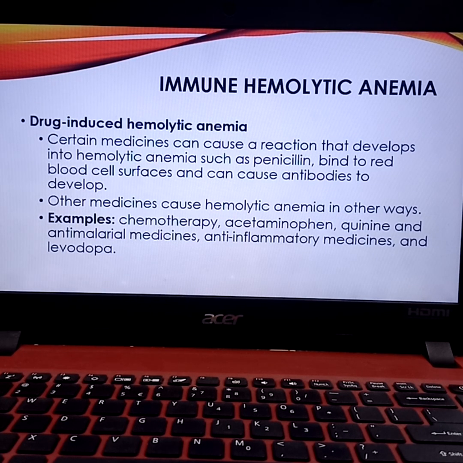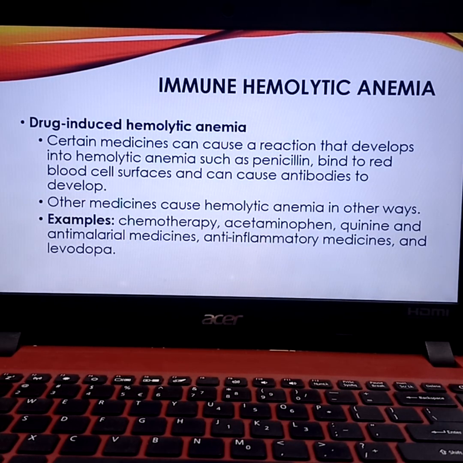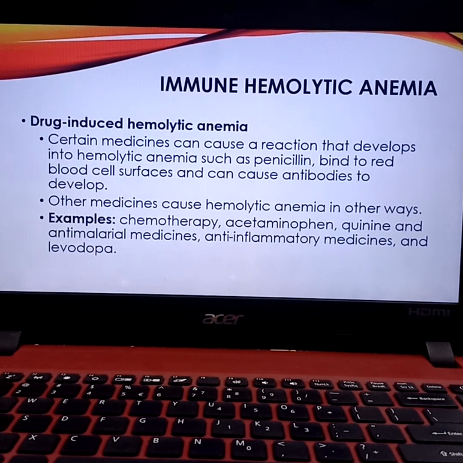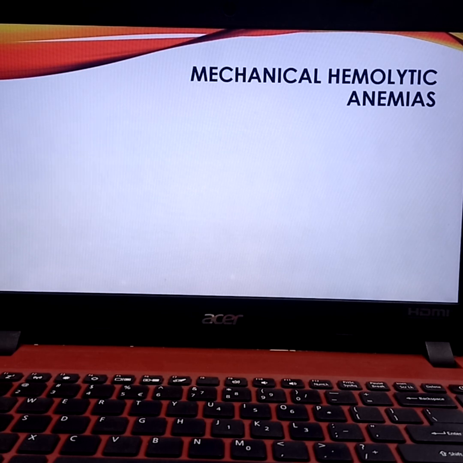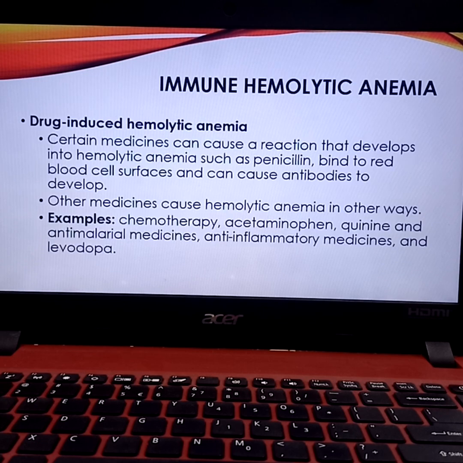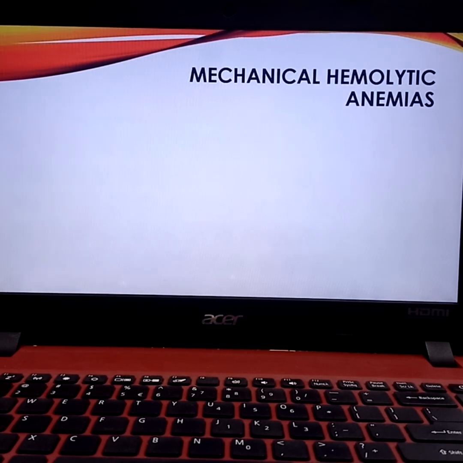So levodopa is the drug of choice for patients who have Parkinson's disease. This is basically a drug that will increase the dopamine level of the patient, which is low in patients suffering from Parkinson's disease. Aside from the immune hemolytic anemia, we also have your mechanical hemolytic anemia.